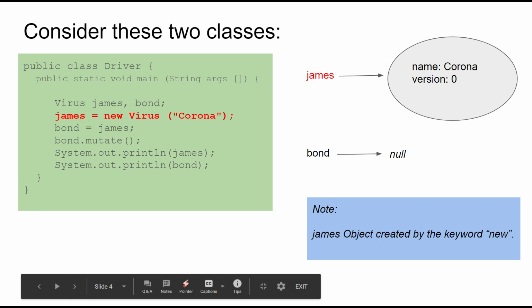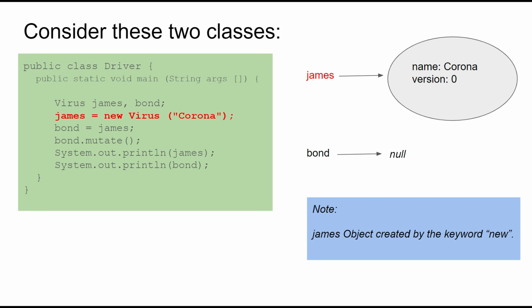Next line of code. The next line of code says James is equal to new virus. So at this point in time, a new object is created, and you'll notice that the object is created and James is pointing to that object. If you look inside the object, there are two variables. It has a corona and the version number is 0.